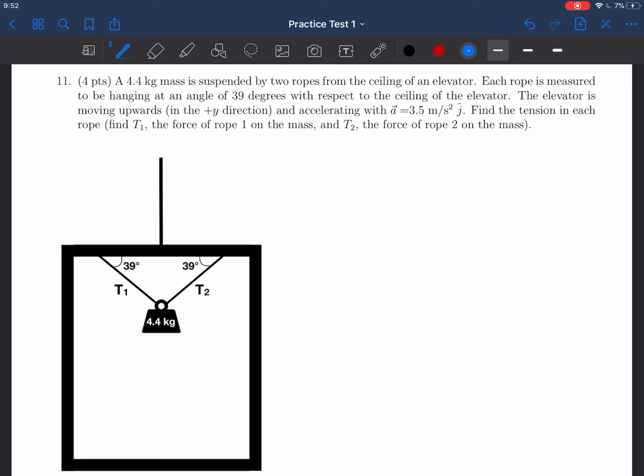Okay, so let's go through the solution to problem 11 on the practice test. Let's go ahead and read the problem.